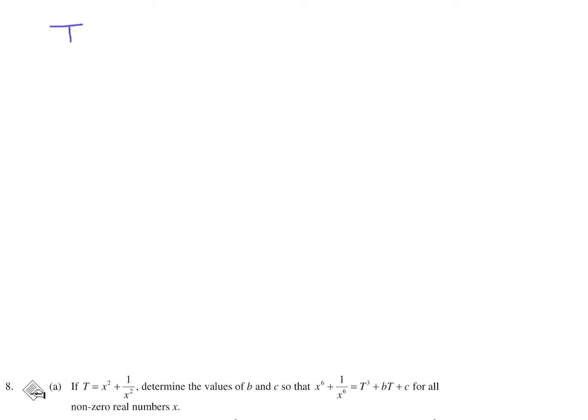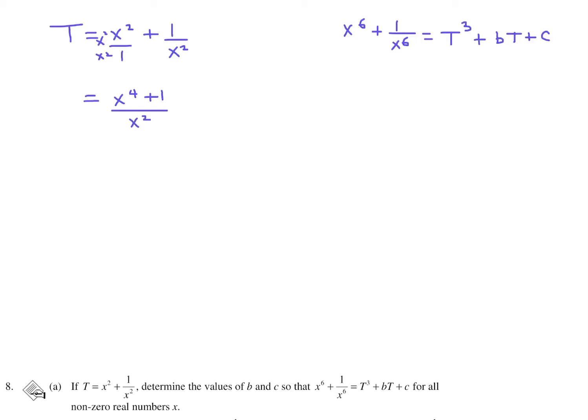So we have t is equal to x squared plus 1 over x squared, and we have x to the power of 6 plus 1 over x to the power of 6 is equal to t to the power of 3 plus b times t plus c. All right, I guess we have to substitute this into here. Before I do that, I'll just add the fraction there. If you multiply top and bottom by x squared, you get a common denominator: x to the fourth plus 1 over x squared.